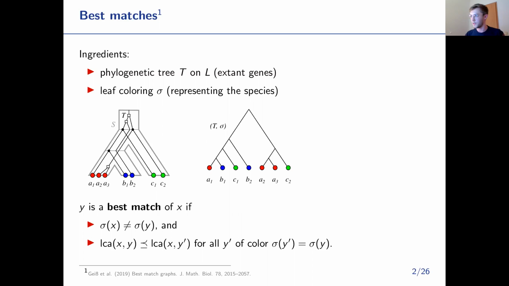This relation can be expressed in a directed colored graph. For this example, it produces this graph, and you have to read it like this. If you have an arc from, say, A2 to B1, then this means that B1 is a best match of A2. So we always have arcs pointing towards the best matches. A2 points towards B1 and also to B2 in this case, because they both have this one. This graph is called the best match graph of this tree, or in short, BMG. Since this tree produces this graph, we say that it explains it.